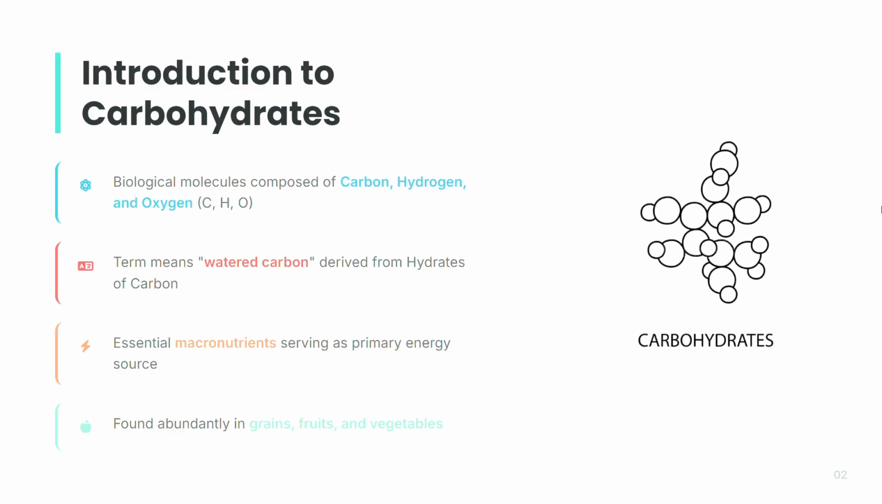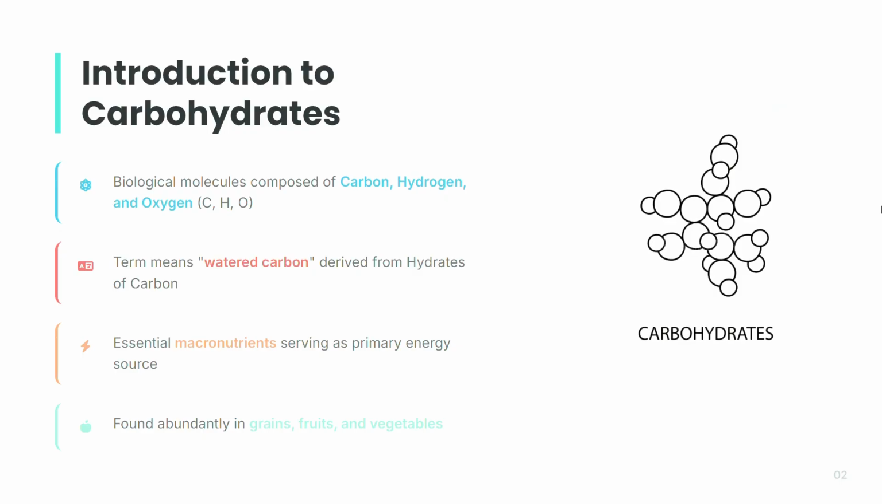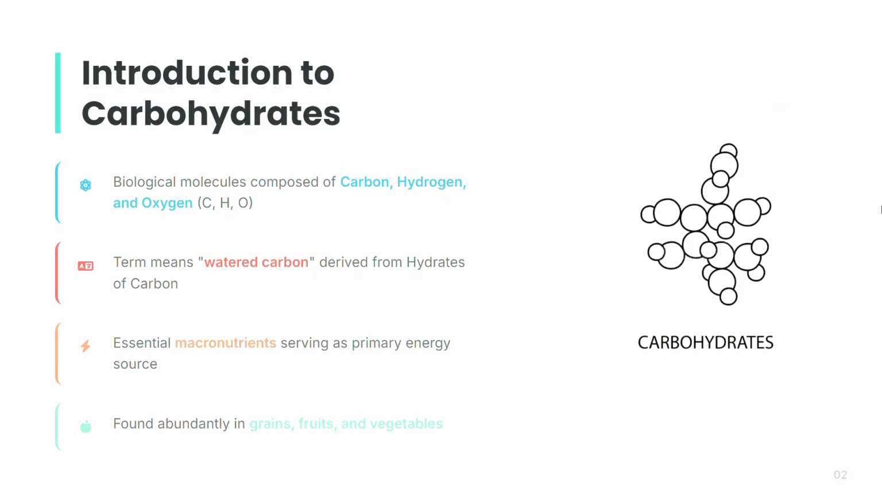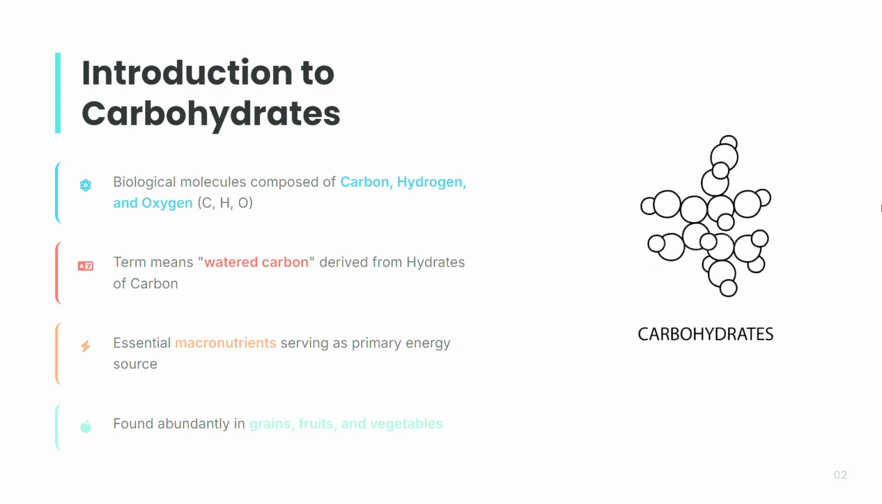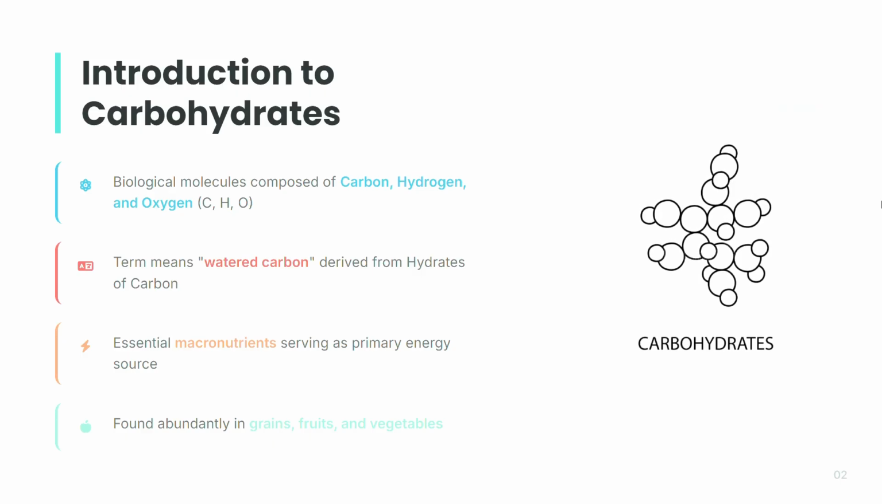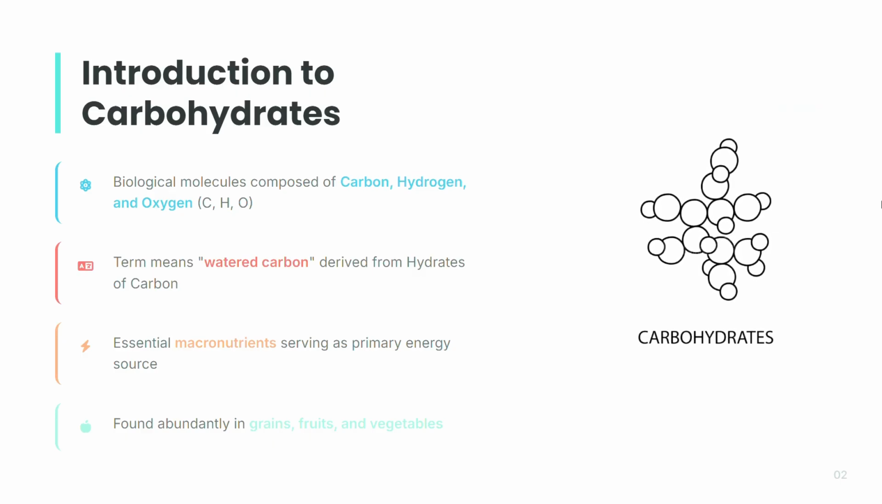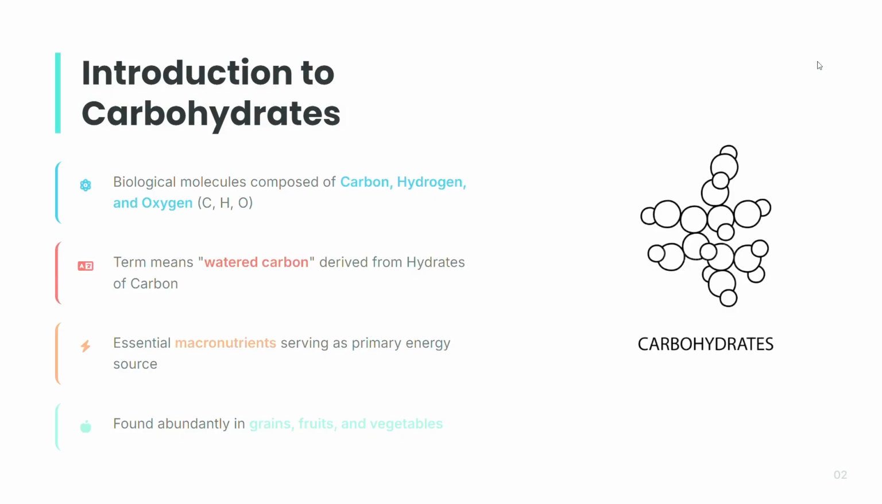Carbohydrates are biological molecules composed of carbon, hydrogen, and oxygen. The term itself means watered carbon, derived from the phrase hydrates of carbon. They are essential macronutrients serving as the primary energy source for living organisms. You can find them abundantly in foods like grains, fruits, and vegetables.